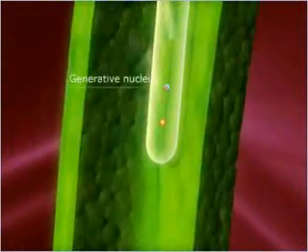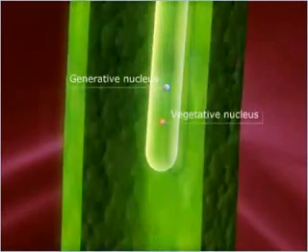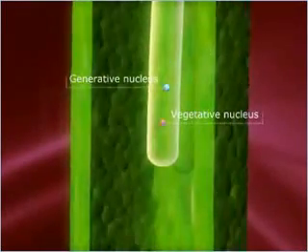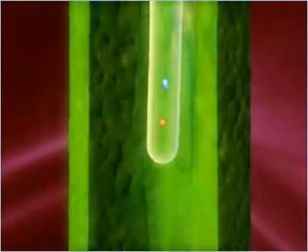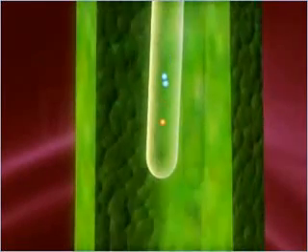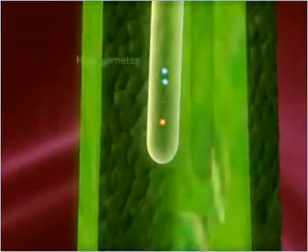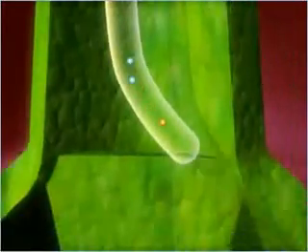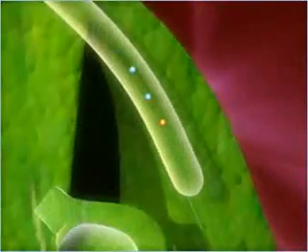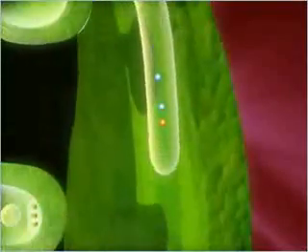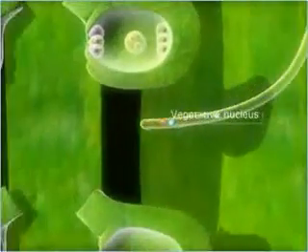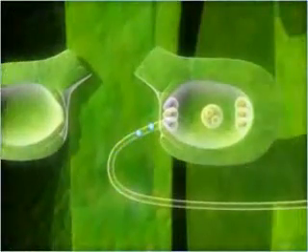The generative nucleus and the vegetative nucleus of the pollen grain move to the lower end of the pollen tube. Here the generative nucleus divides mitotically into two male gametes or sperms. The vegetative or tube nucleus of the pollen grain is responsible for the growth of the pollen tube. The vegetative nucleus degenerates after reaching the ovule.